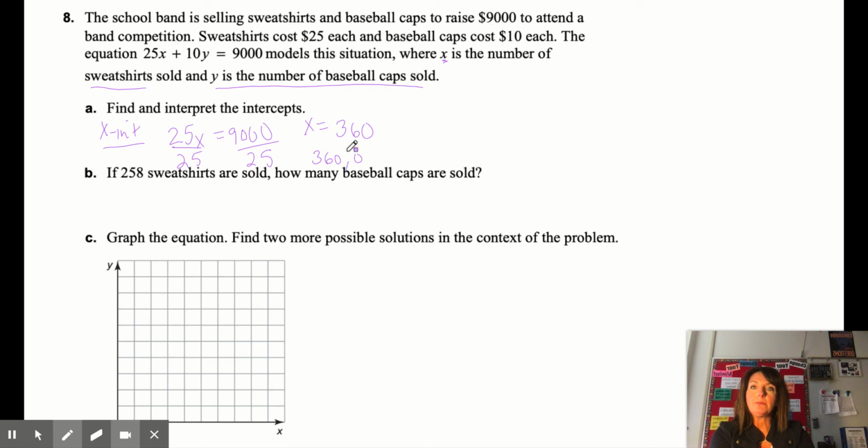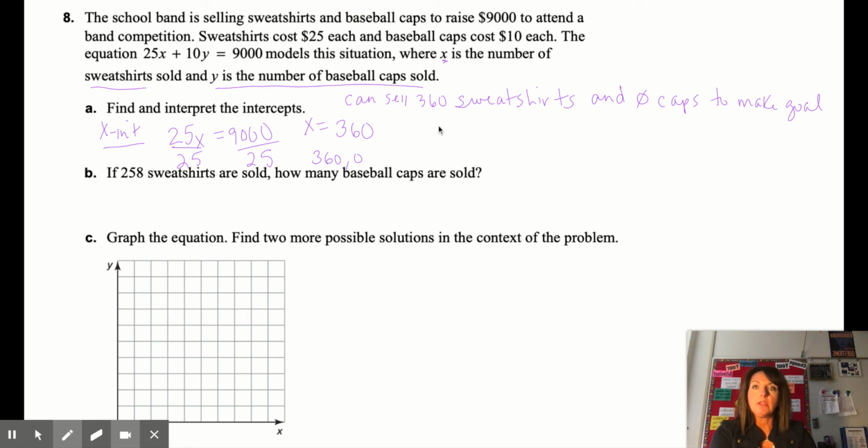So to interpret the meaning of that is you can sell 360 sweatshirts and 0 caps to make your goal. Right? My goal was to earn $9,000.